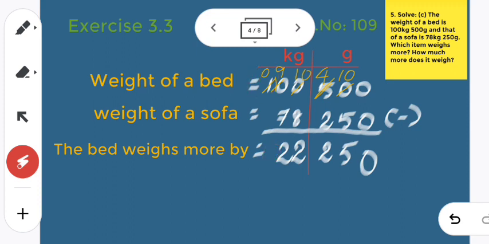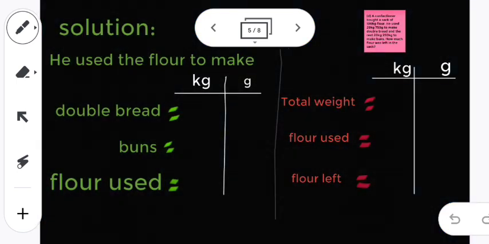So the bed is weighing more than the sofa by 22 kilogram 250 gram. Okay, 22 kilogram 250 gram. The weight of the bed weighs more. Okay, next one.